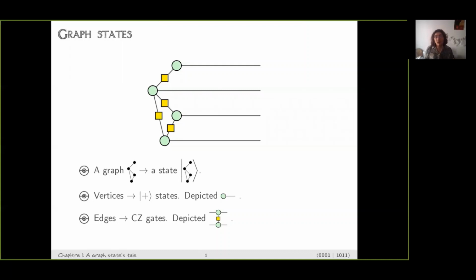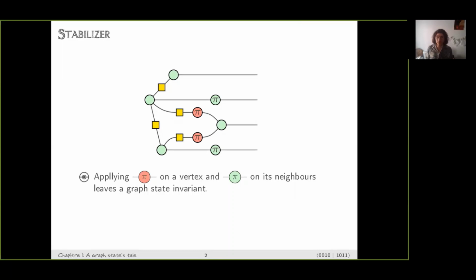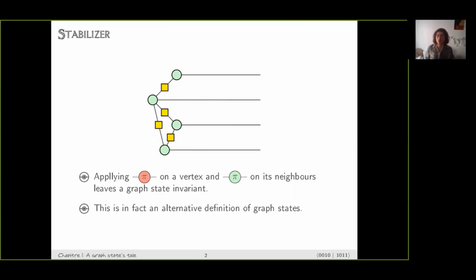Now this kind of graph state enjoys a very nice invariance property. If you choose a vertex and you apply a red pi gate on it, and on its neighbors you apply a green pi gate, what happens is that, as you see here, red is copied, then you have the Hadamard gate, the color changes, it slides, and they cancel. So graph states are invariant under this transformation. In fact, this is an alternative definition of graph states. If you have a quantum state which is invariant under this transformation, then you know that this is the graph state corresponding to your graph.